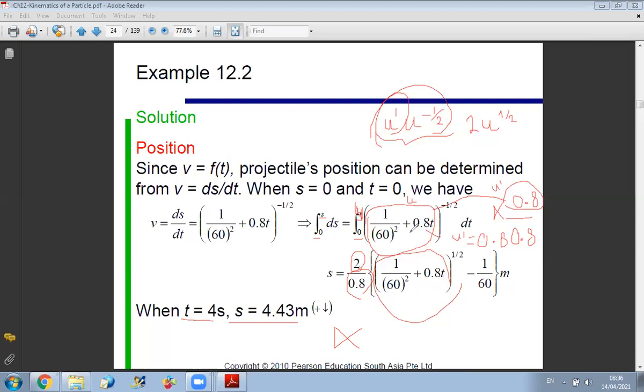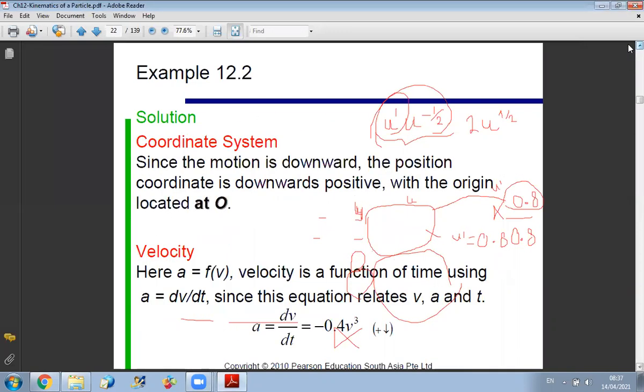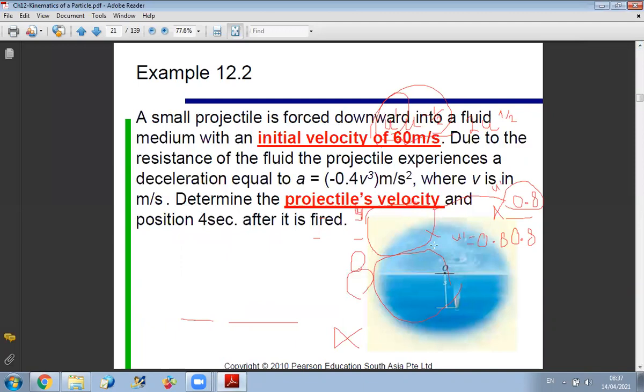Doctor, in this problem, we considered that the projectile directly came in contact with the fluid. Yes, it is in direct contact, and they gave you the acceleration as a function of velocity already, and you don't have to do any physical analysis because a is a given function of v, and of course you have a resistance. Due to the resistance of the fluid, you get this function of acceleration.